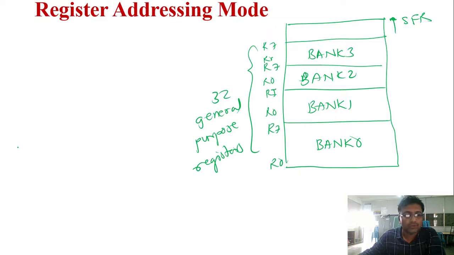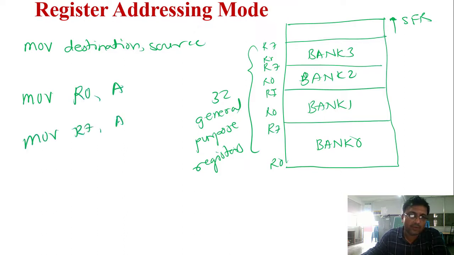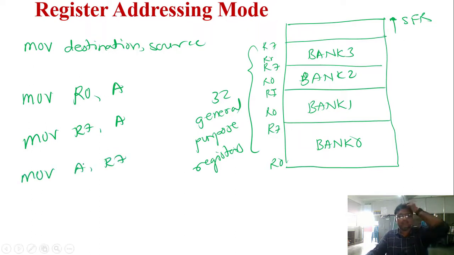You can use any of the data transfer instructions by using MOV. The syntax is MOV destination, comma, source. Source you can use any of the registers A, B or direct data, and destination is any of the registers again. So MOV R0, A you can write, or MOV R7, A, or you can write MOV A, R7 as well. Like this we can do the register addressing mode.